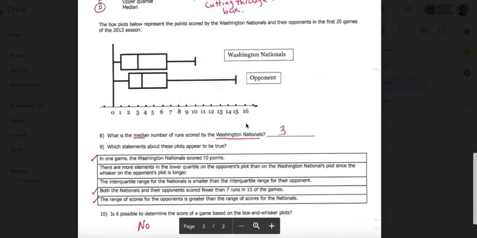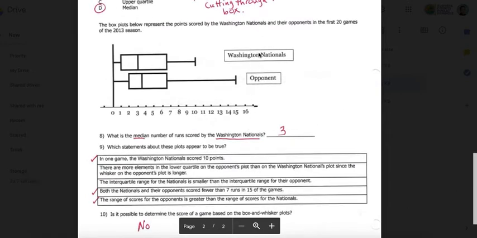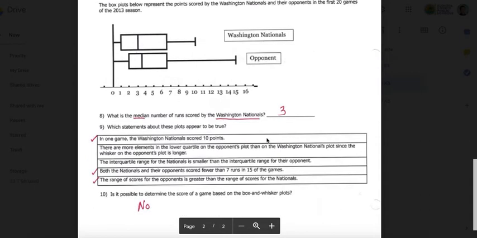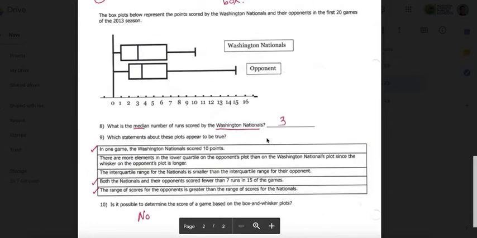It says, what is the median of Washington Nationals? I have to look here. Right here is the median, and I look down, it's 3. Okay, which statements about these appear to be true? In one game, the Nationals scored 10 points. It probably should say runs. We don't say points in baseball. So right here, yes, you can tell they scored 10 points because the upper extreme was 10. So they scored 10 runs.